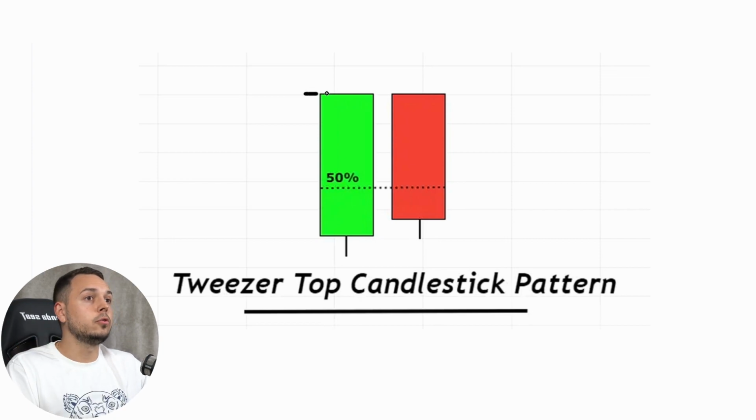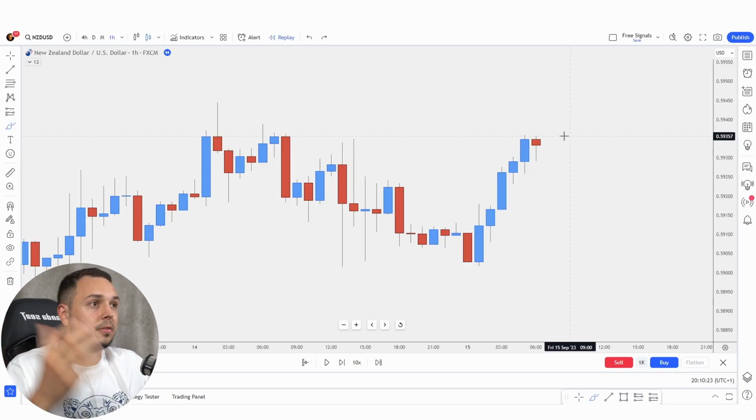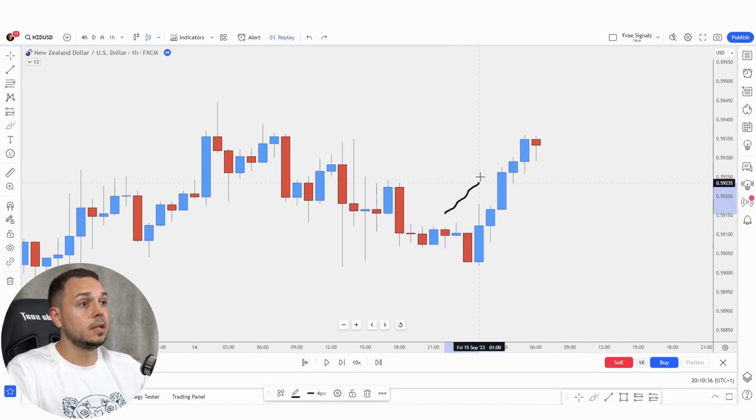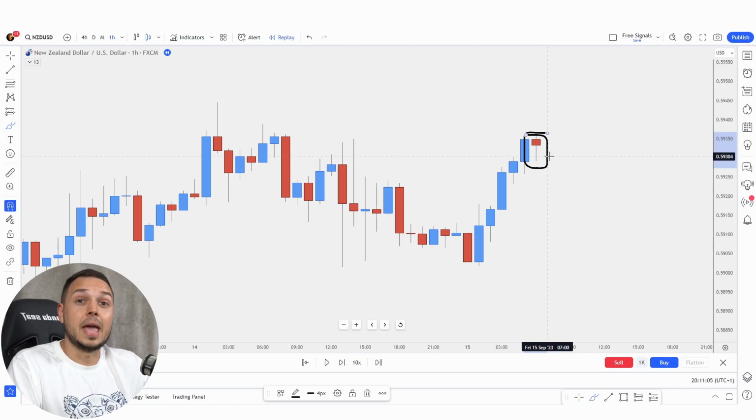The tweezer top also must have a nearly identical top level just over here, so the second candlestick has to be the same as the first one, or very similar. So maybe if there was a small wick over here, that would be substantial enough. So let's take a look at a real-time example on tradingview.com. As you can see, I would consider this to be a tweezer top, just because previously it was on a strong trend towards the upside. Our first bullish candlestick, or green candlestick in most cases, would be here, and our second candlestick is red, signifying there could be a potential reversal.